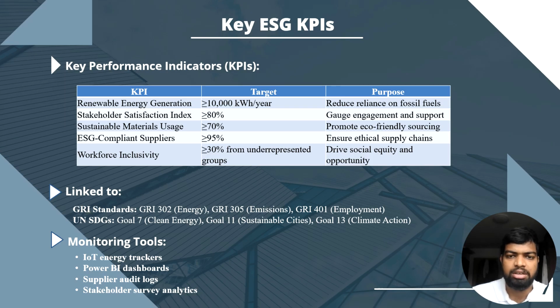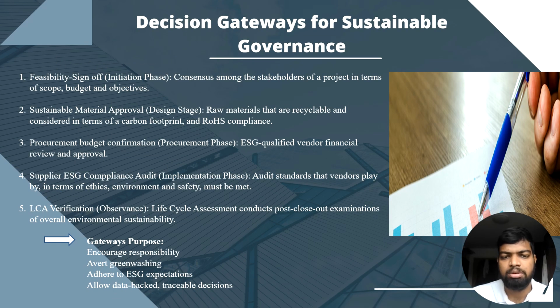The slide presents the core ESG KPIs for the project, aligned with global reporting initiative GRI standards: GRI 302 for energy, GRI 305 for emission reduction, and GRI 401 for employment practice. Monitoring of community satisfaction levels is conducted through energy trackers, Power BI dashboards, supplier audit logs, and stakeholder survey analysis. Next, decision gateways and sustainable governance.